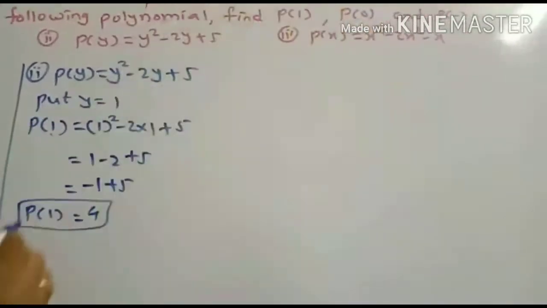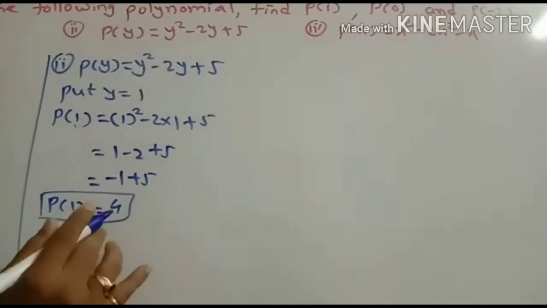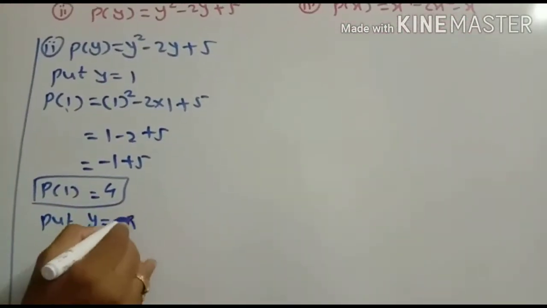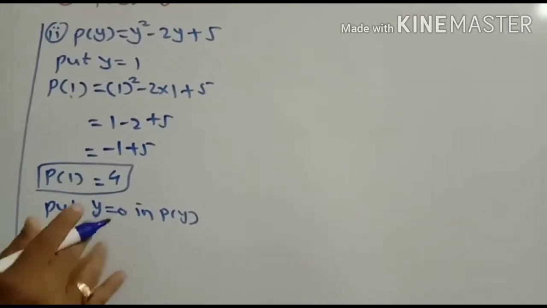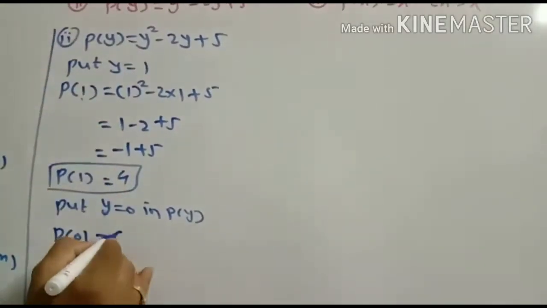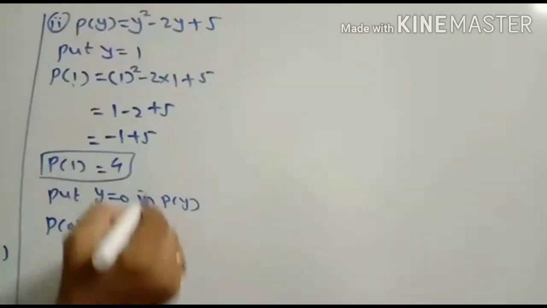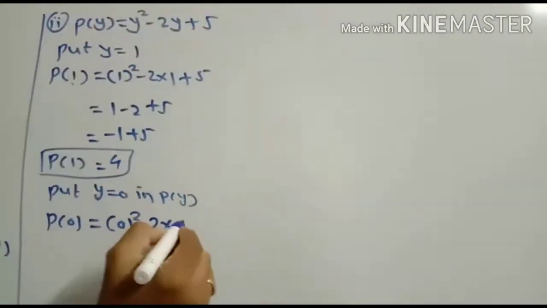Then find p of 0. To find p of 0, put y is equal to 0 in p of y. That is p of 0 is equal to y square, means 0 square, minus 2 into y, that is 2 into 0, plus 5.